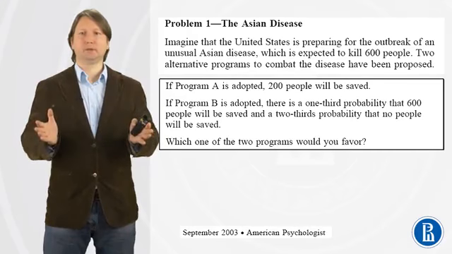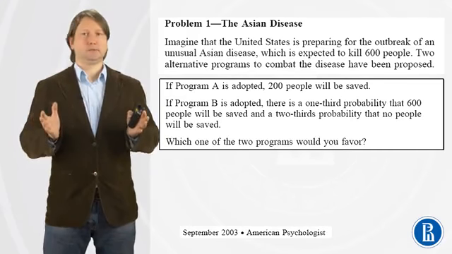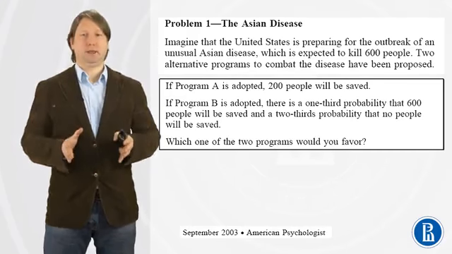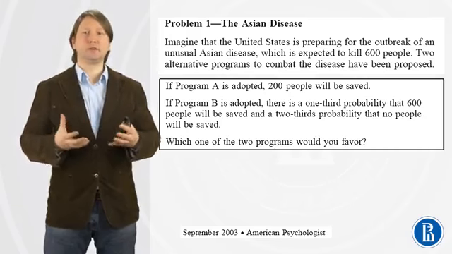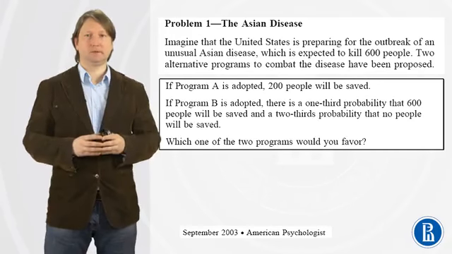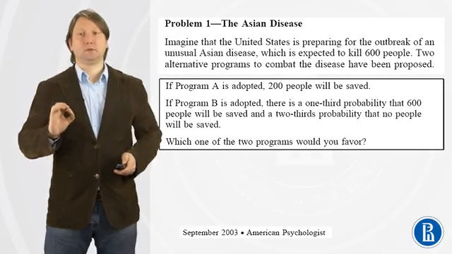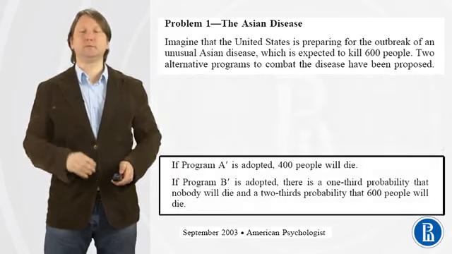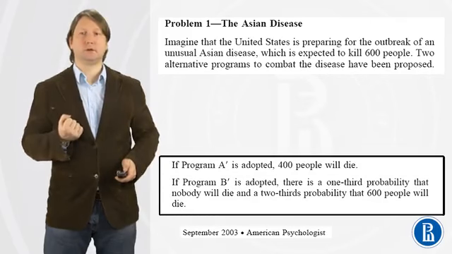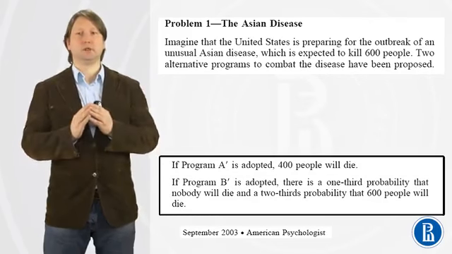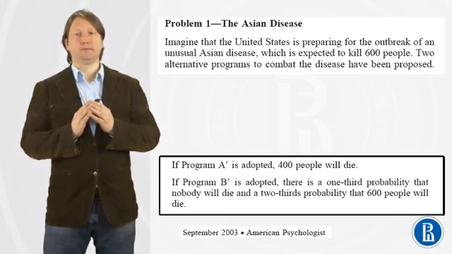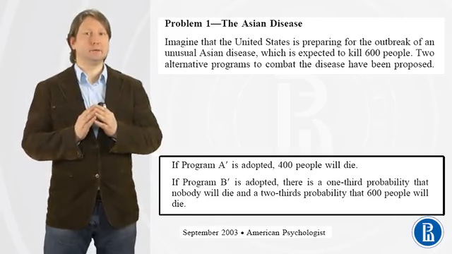Think for a moment. A lot of people, and many studies show this, prefer program A because this program guarantees that 200 people will be saved. But let's now make a decision and select between two other options. Imagine that you are offered two other programs. If you adopt program A, 400 people will die.